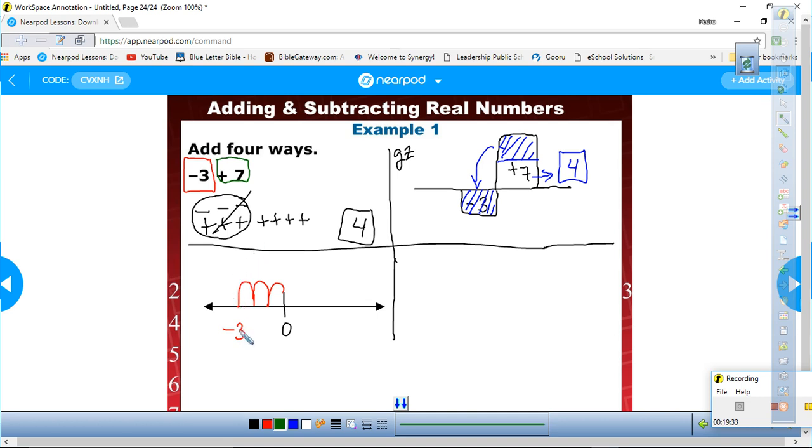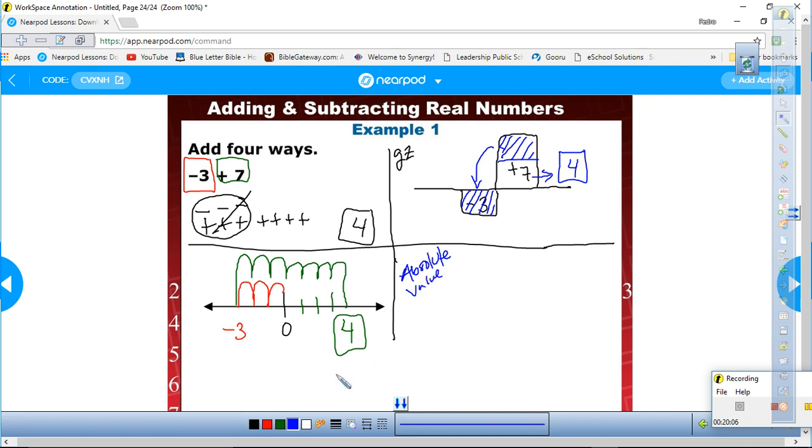But where am I at right now? At negative 3. So then I go 1, 2, 3, 4, 5, 6, 7. Let's see where I landed. Here's 0. Here's 1, 2, 3. I'm at positive 4. So far, so good?